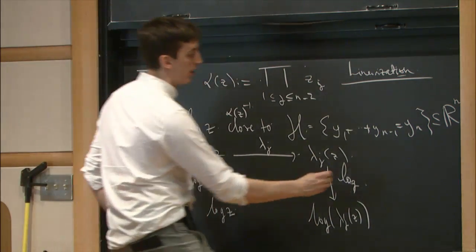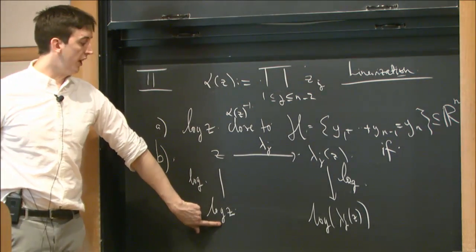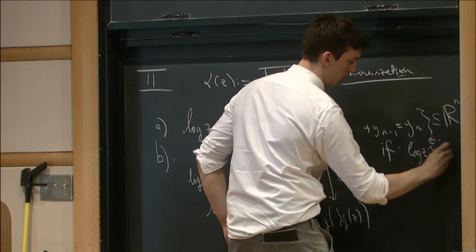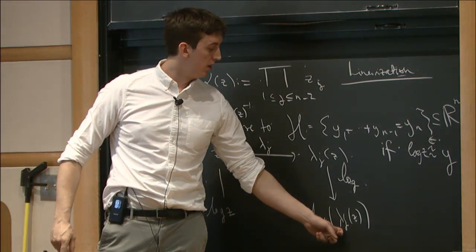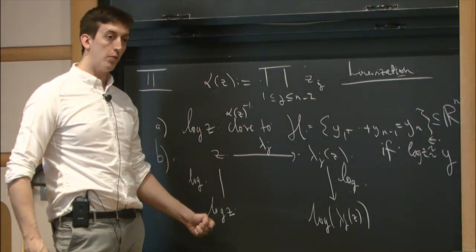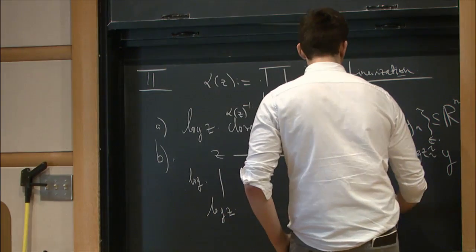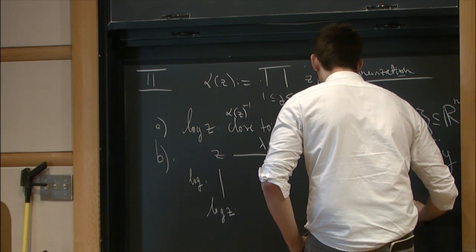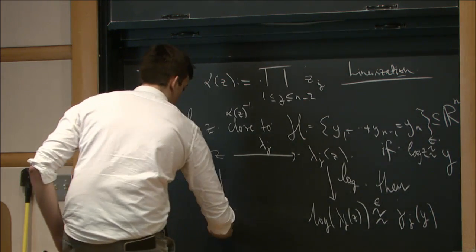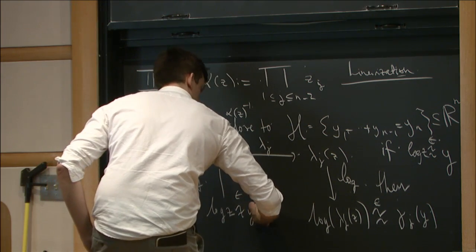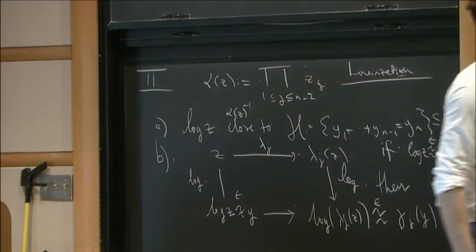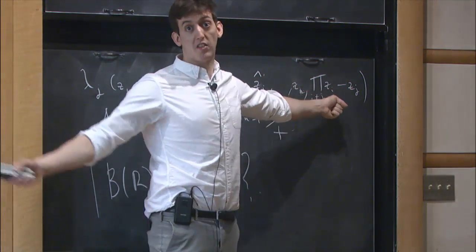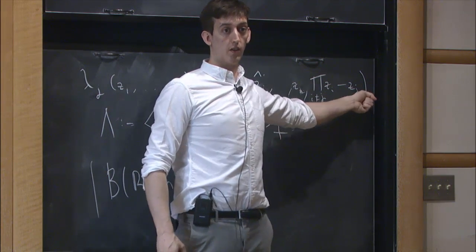And the statement is that if log z is epsilon close to y, then log of lambda j of z is epsilon close to something you get by doing a linear transformation, which I'll call gamma j of y. This is a very simple observation. If you think of all these coordinates as being large, more precisely if alpha is large, then you can drop this last thing here. So when you take logarithms, this just becomes a sum.